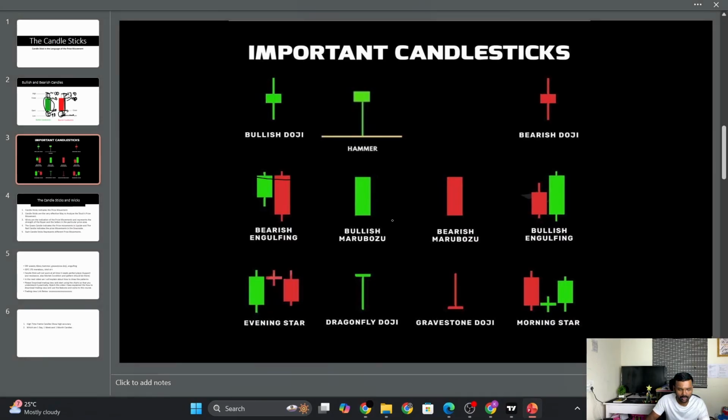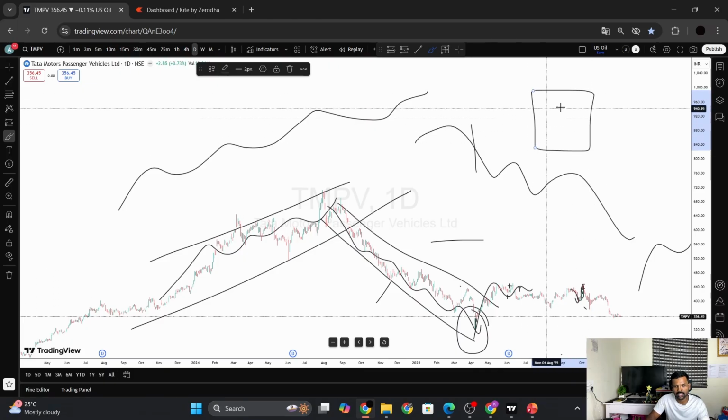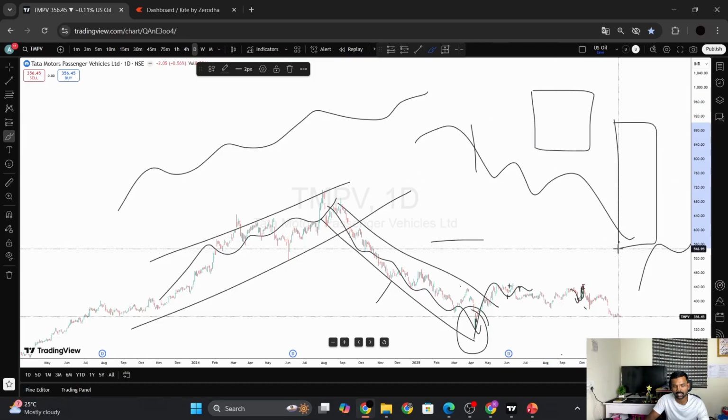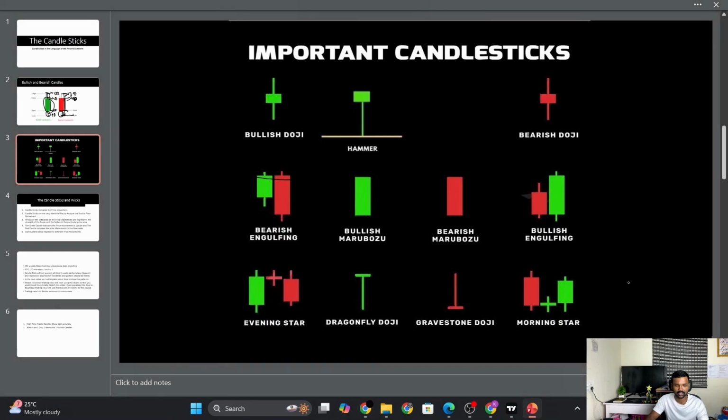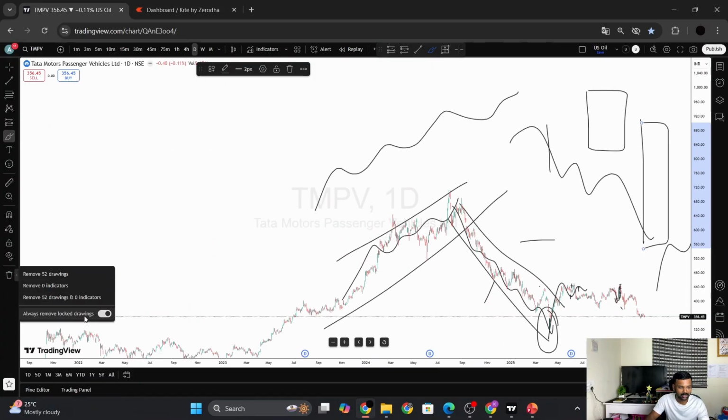Okay, so Marabozu we already saw. Bearish Marabozu is the same. In a Marabozu there will be no wick, only body, which says that if it is green, there are a lot of buyers waiting to buy the shares, and if it is red, that means there is a lot of selling pressure. And bullish engulfing is just the opposite of bearish engulfing. This is bullish engulfing.